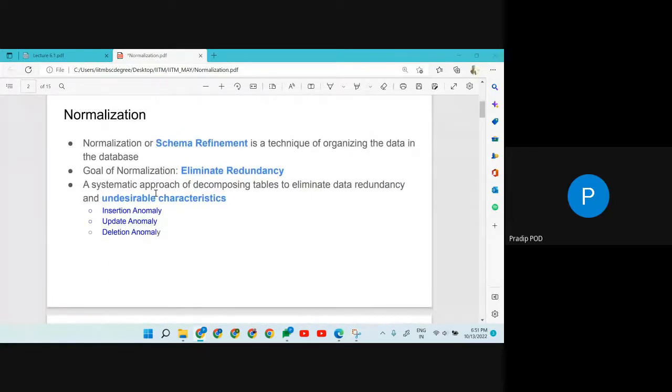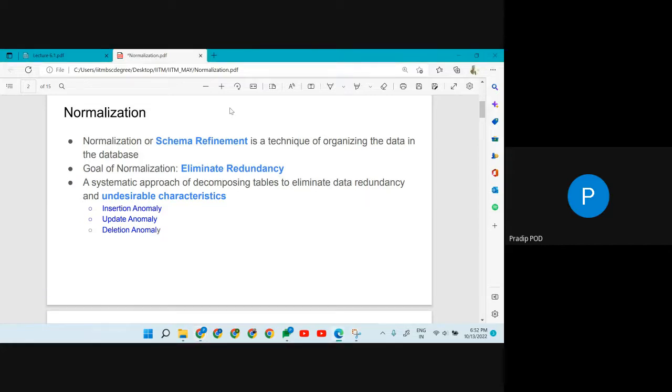So we will see normalization. First we see the definition. Normalization, or schema refinement, is a technique of organizing the data in the database. We generally define a relation in a database and identify the attributes. It may be possible that you store all the information in one table, for example all the university data in one university table.